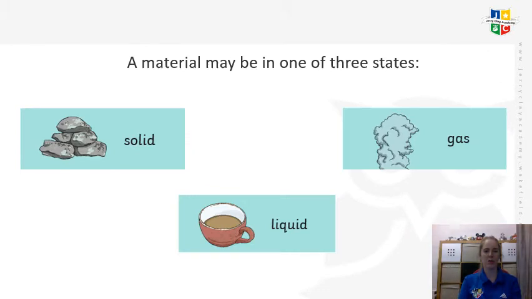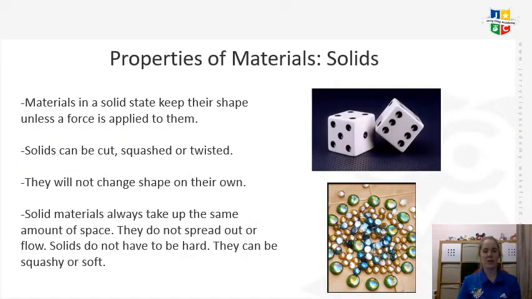So today we'll be focusing on these three states, solids, liquids and gases, and looking at the fact that a material may be in any one of these different forms. Before we can start to sort materials, we need to know what their properties are. So that means what makes each of those different states what they are. For instance, what makes a solid, what makes that different to a liquid, and what makes that different to a gas.